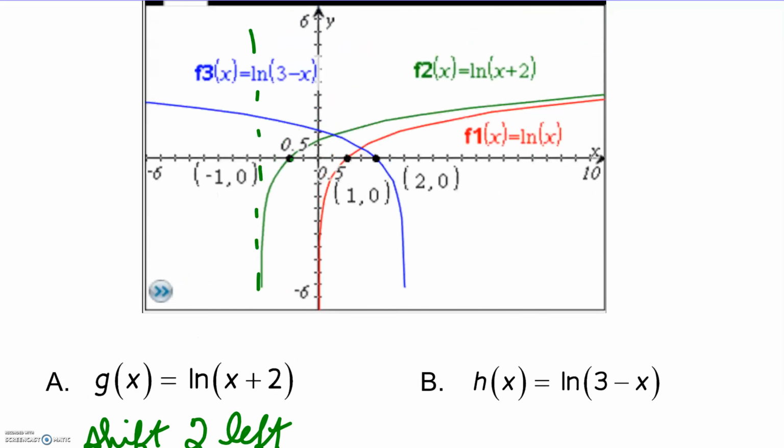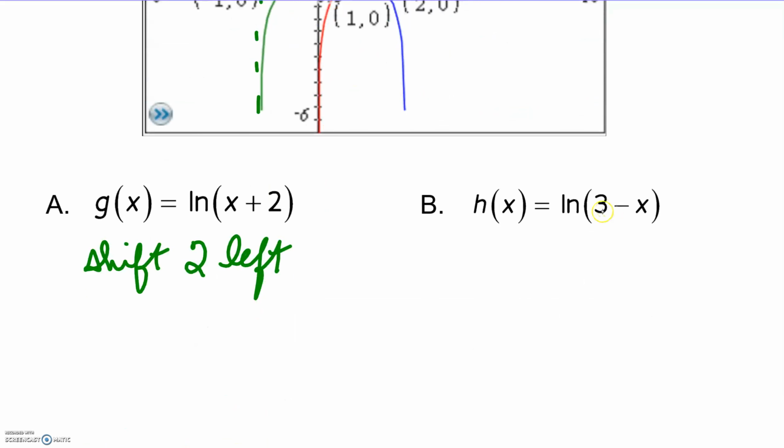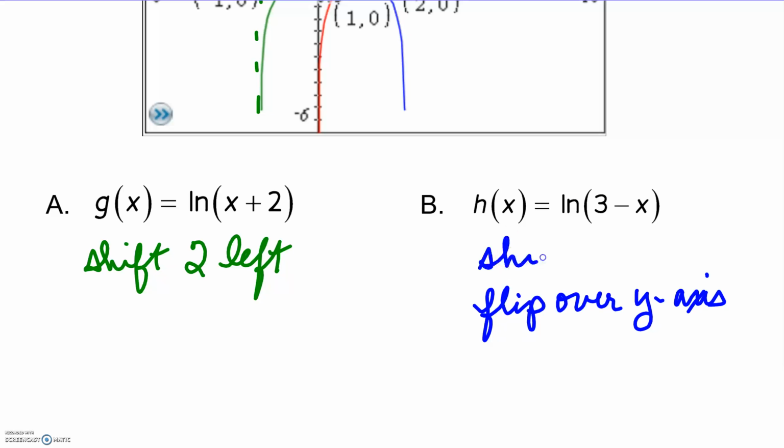This next one is the one that is usually kind of tricky. You have the natural log of 3 minus x. Remember, this negative means that it flips over the y-axis. And then this plus 3 here means that you shift it 3 to the left. But you must do them in this order in order for them to turn out correct. First you will shift it 3 to the left, and then you'll flip it over the y-axis.